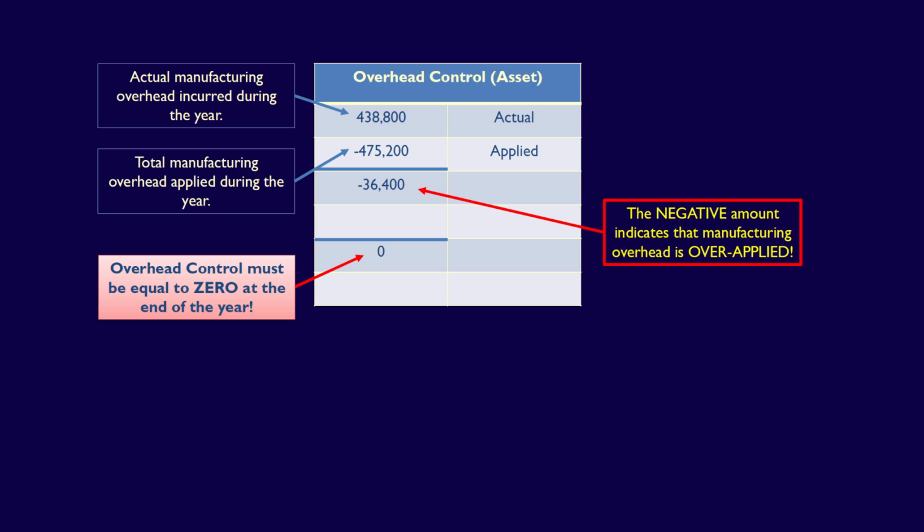By the end of the year, it must be zero because we should have transferred everything over to work in process inventory. Can we do that now? No, because the work in process inventory during the year was finished, transferred to finished goods inventory, and then sold and transferred to cost of goods sold. How can we eliminate the overapplied and therefore the negative amount of $36,400?